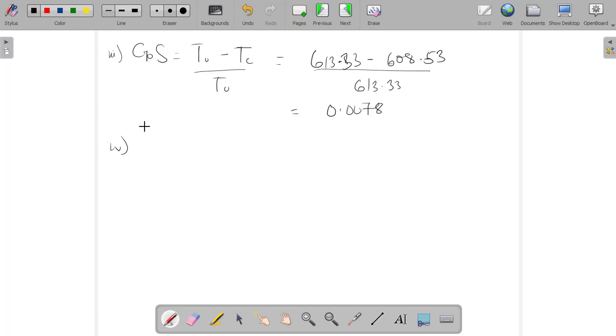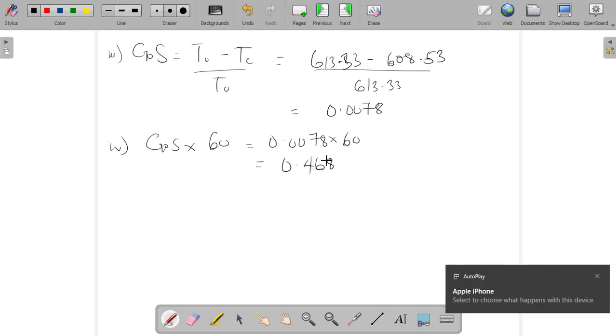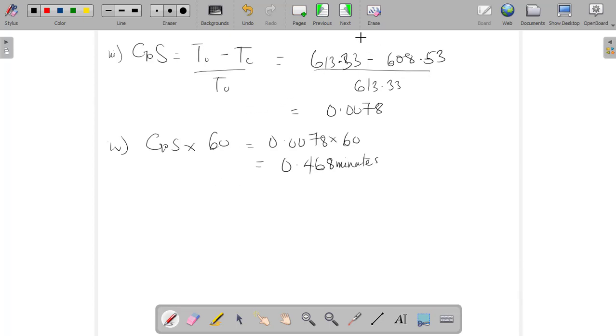Now the duration of congestion is going to be given by the grade of service multiplied by the observation period, which is 1 hour. But because we have our grade of service in this decimal format, let's normalize this to 60 minutes. So our duration of congestion is equal to 0.0078 times 60. Effectively, we have 0.468 minutes. So this is quite straightforward. So let's go to the next question.